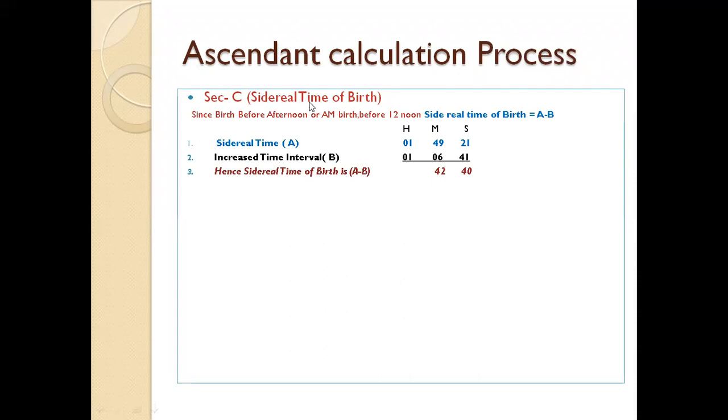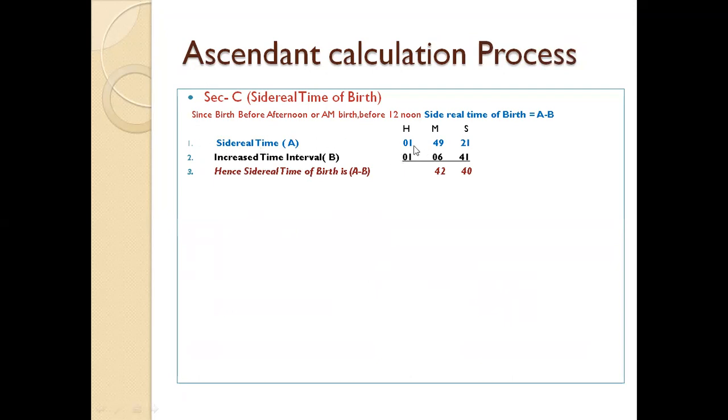So now section C, which is sidereal time of birth. There is a formula. If the birth is before 12 noon, we have to do A minus B, where A was the sidereal time at 12 noon and B was the time interval. So if it is before 12 noon, it is A minus B. If it is after 12 noon, it is A plus B. Since it is 10:30 a.m., we are doing a minus.